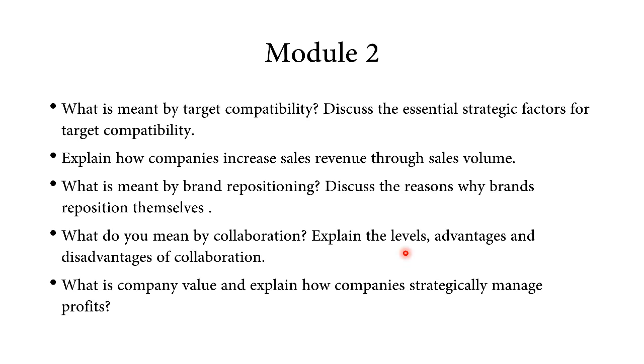Okay, next under module 2, first set of questions. What is meant by target compatibility, and discuss the essential strategic factors for target compatibility. Explain how companies increase sale revenue through sales volume. Next, what is meant by brand repositioning, and discuss the reasons why brands reposition themselves. Next, what do you mean by collaboration, and explain the levels, advantages and disadvantages of collaboration. And last one, what is company value, and explain how companies strategically manage their profits. These are the first set of questions under module 2. Very important from the exam point of view. You can go through it once.